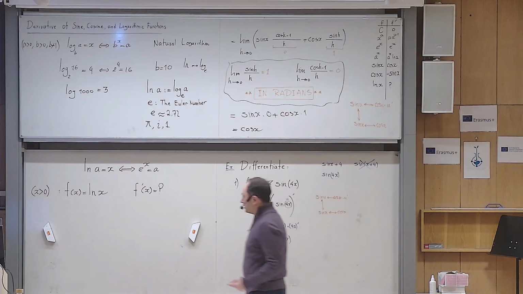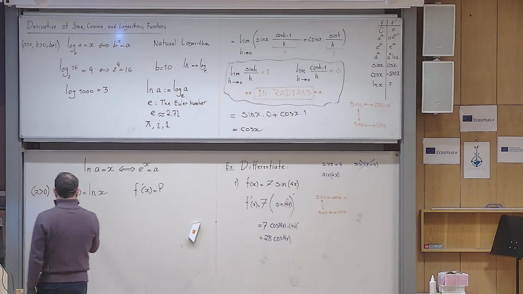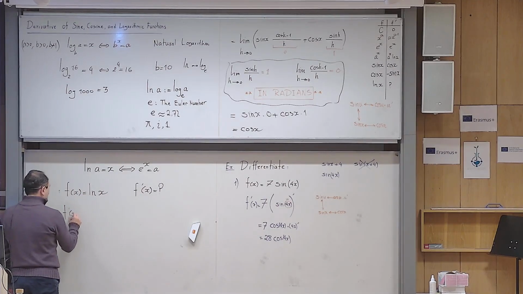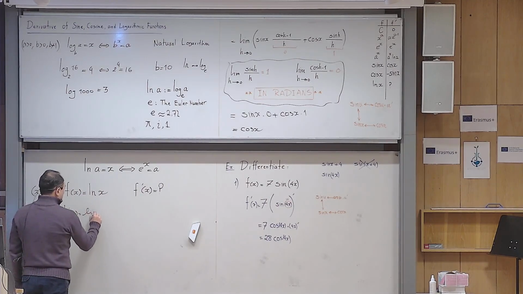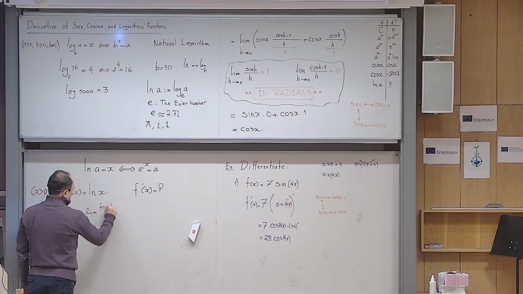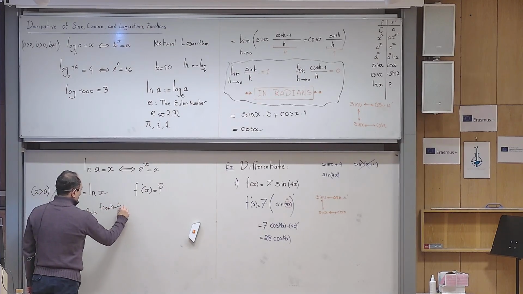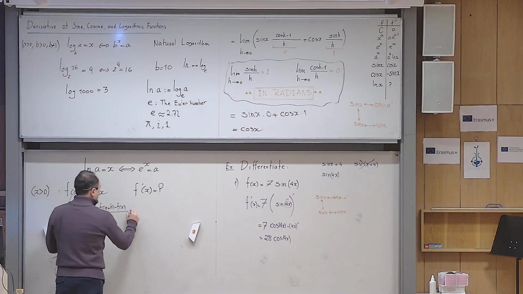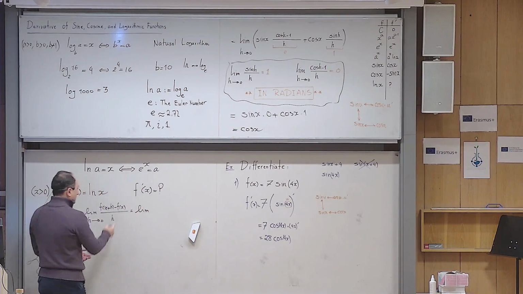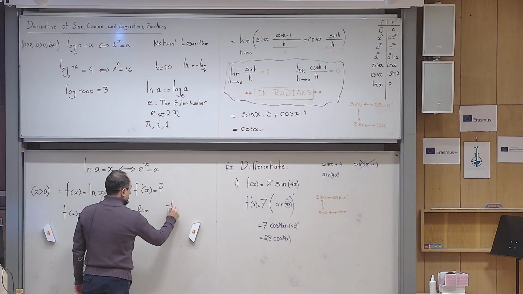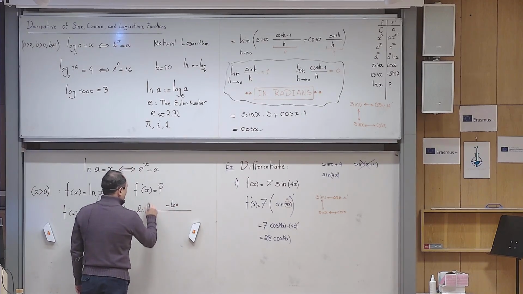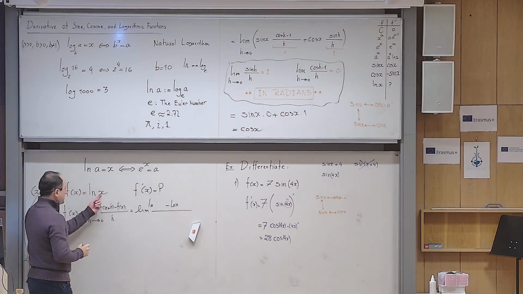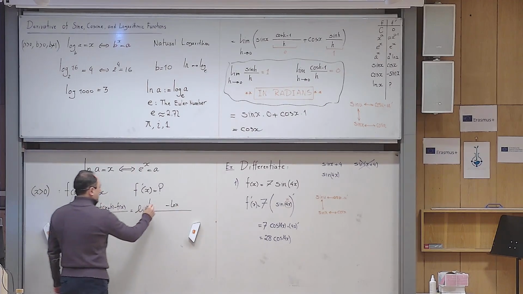Use the definition, but that would be an obstacle in front of us. So if I want to write the definition, this becomes the limit of f of x plus h minus f of x over h when h goes to 0. Okay, so what happens? This becomes the limit. f of x is ln of x, and then I have ln, where I replace every x with x plus h.